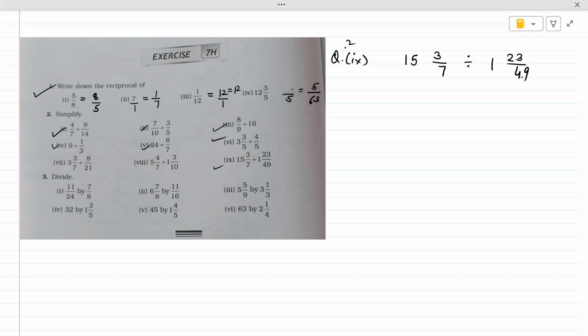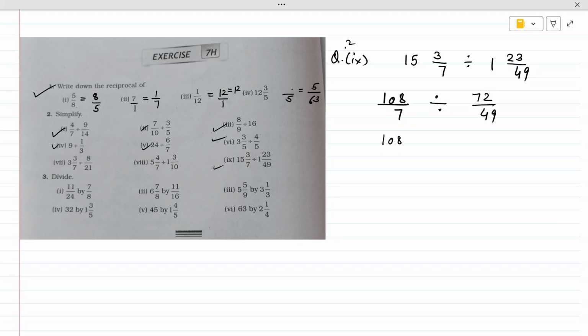Before changing anything, I'm changing this mixed fraction to a normal fraction first. So 15 into 7 is 105. 105 plus 3 is 108 by 7. Division, because first I'm changing this. 49 into 1 is 49. Now to this add 23. This will become 72 by 49.